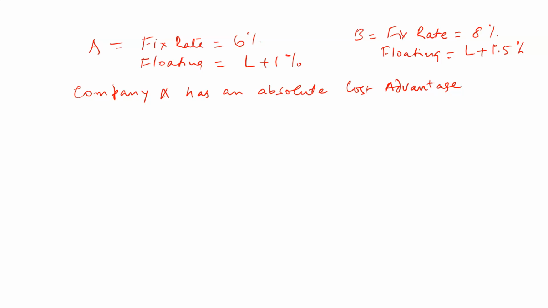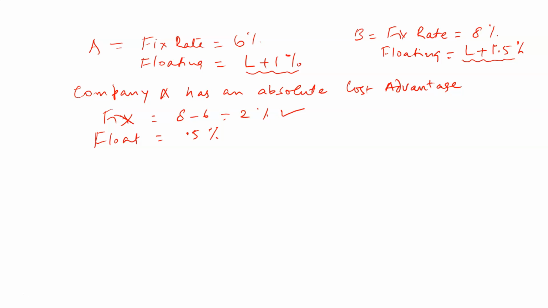From company A's perspective, no doubt that they have an absolute cost advantage over company B, but we are asking the question now, in which market does it have more advantage? So let's write here. In the fixed rate market, the advantage is 8 minus 6, 2%, right? And in the floating rate market, what is the advantage? So we can see this is the floating rate number for company A, and this one is for company B. So there is clearly a 0.5% difference. So the floating rate advantage is 0.5%, right? So now the question is, in which market does company A have more advantage? Naturally, you can see here it is the fixed rate market in which company A enjoys more advantage.